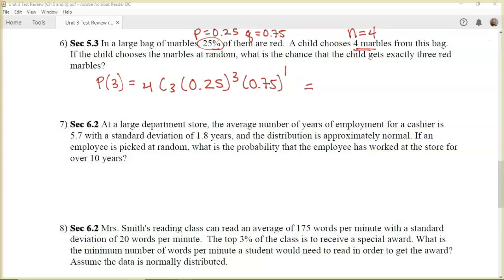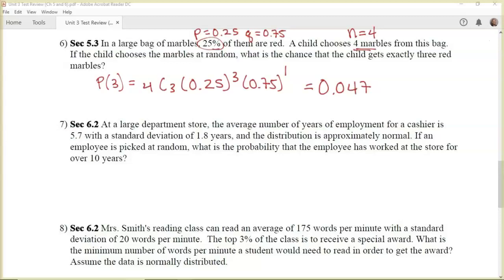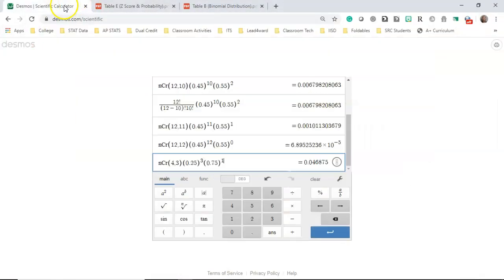Remember, the two values in the parentheses have to add up to 1, 25% and 75%, so 100%, or 1. And then the 2 exponents have to add up to the number of trials. So 3 for the success, 1 for the failure. That gives us 4. And if we calculate that, that will give us 0.47. Just utilizing our calculation that we did earlier in Desmos. So if I go back to Desmos and I have the value calculated here, this gives us 0.047 if you round it accordingly.